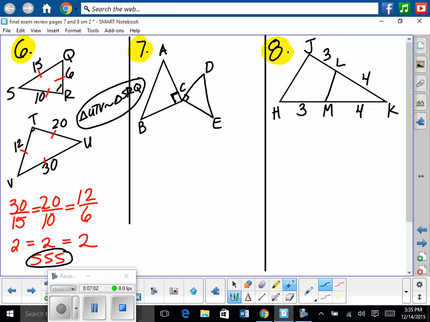On number 7, we have these 2 right triangles, but we don't know anything else about them. So we can't use anything else to say that they are similar. So not enough info. Now, once again, if we would have been given another side, we could have said by HL, but we weren't, and so we weren't given enough information.